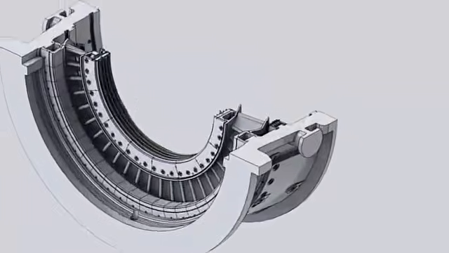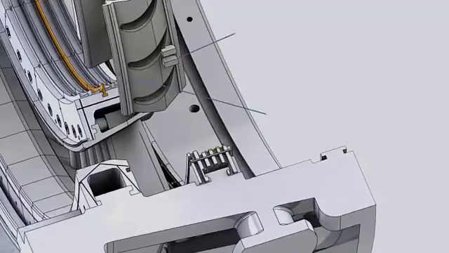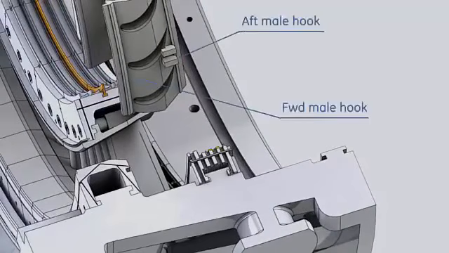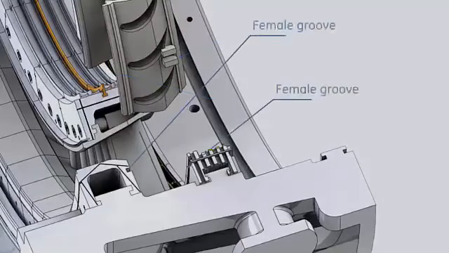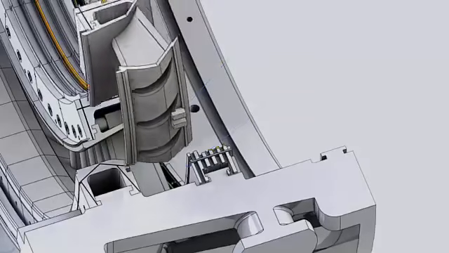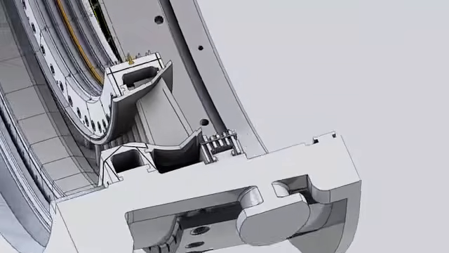The nozzle segments are assembled by fitting the male hooks on the forward and aft sides of the outer sidewall into the female groove on the aft side of the first stage shroud and on the groove on the forward side of the second stage shroud. Seals are installed between the segments to minimize leakage.